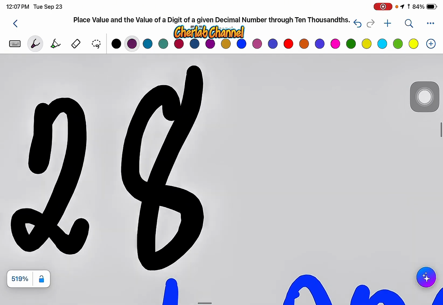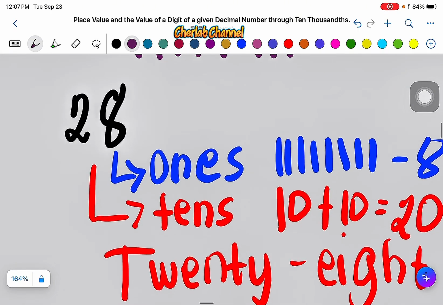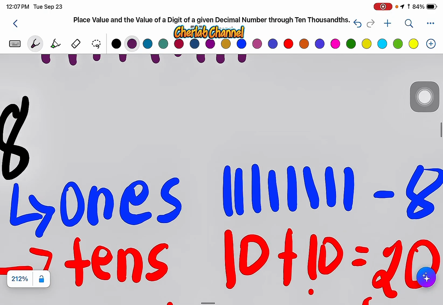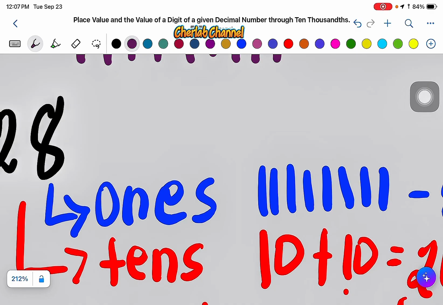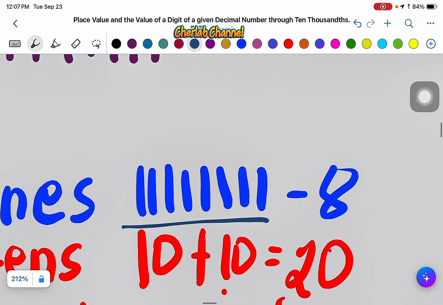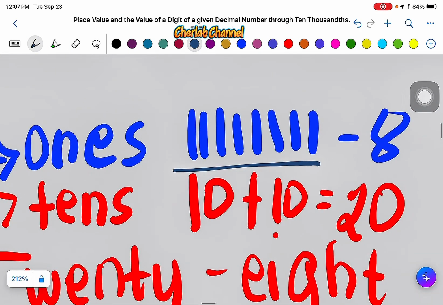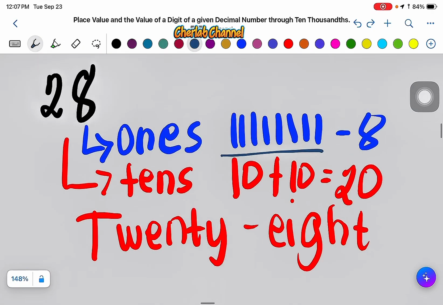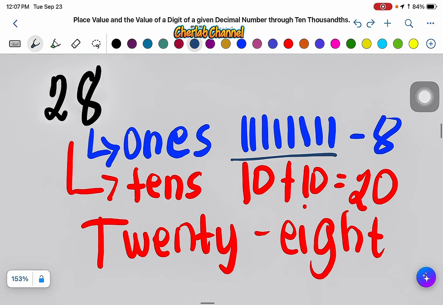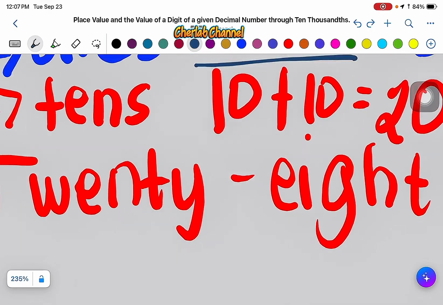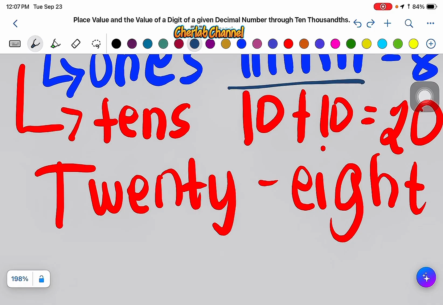While if we have 28, the first is number 8, which has a total of 8 na tig-isa, ones here, and then 2 as our tens, which means dalawang tig 10 equals to 20. So 20 plus 8 is 28. That's why these numbers 2 and 8 are read as 28, not 2, 8. With the help of the place value, we know how to read the numbers.